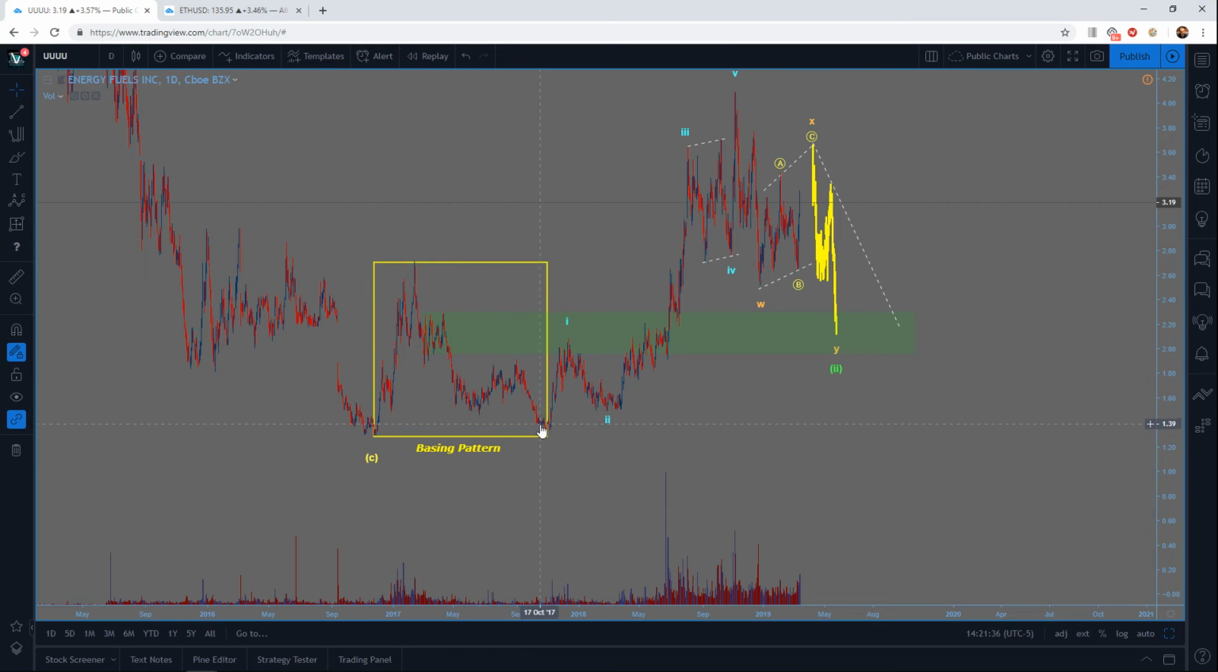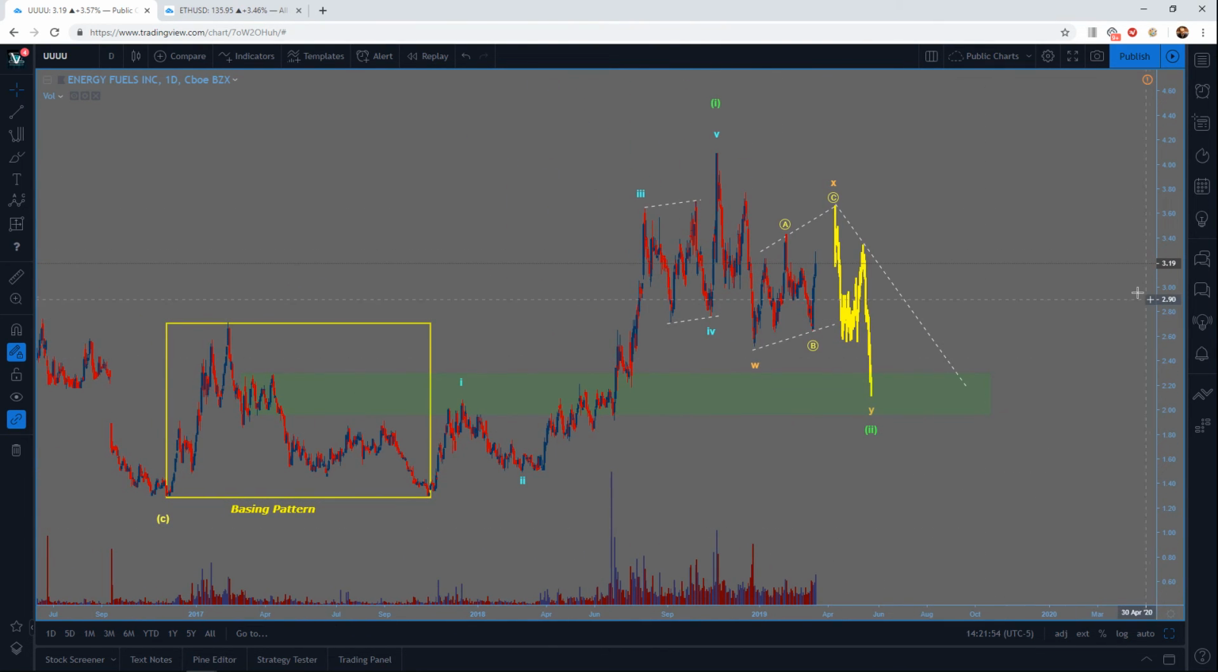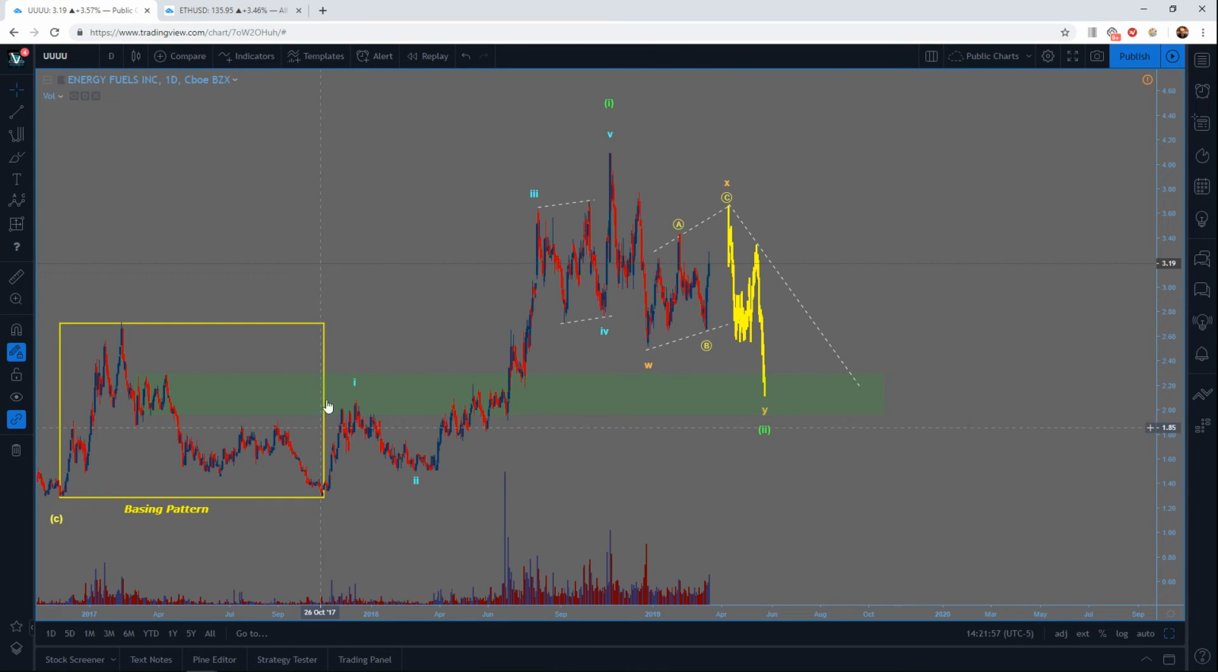Some would just call this a 1, 2, and this would be 3. I don't see it. I think this is some kind of basing pattern with an impulse starting behind it. They may even call this all 3, 4, 5. Behind that, we have an impulsive move up. Here we've got a flat pattern right here, which makes us a 4 wave, and then a 5 push up to finish what I'm calling wave 1 of an impulse forming after the base.